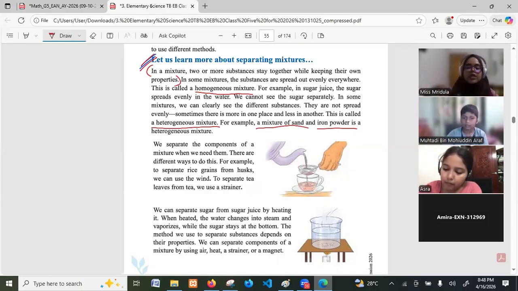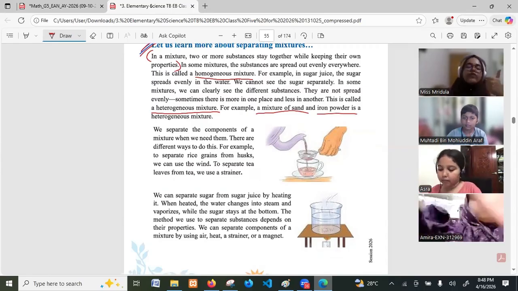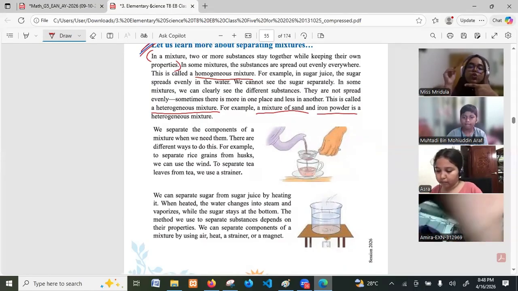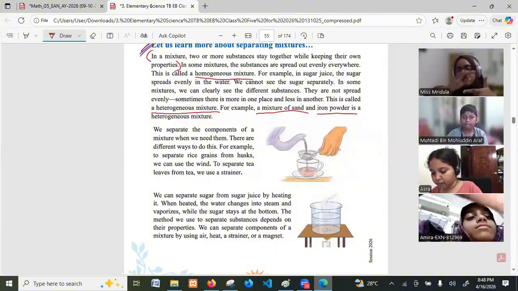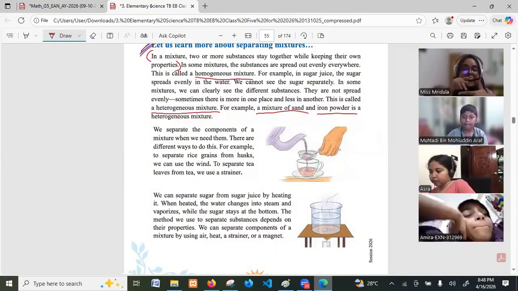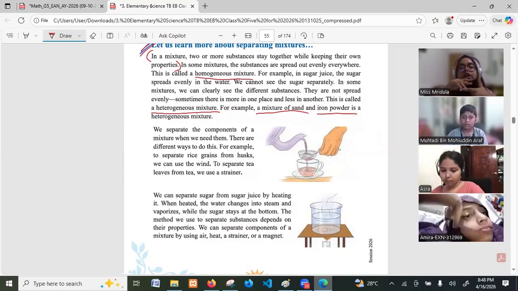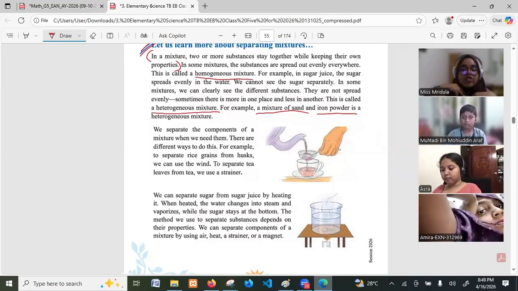Okay, so we have the homogeneous and we have the heterogeneous. When the two things or the three things or however many things we have in the mixture are mixing up evenly everywhere, they are called homogeneous. And if they are not spreading everywhere evenly, they are called heterogeneous.